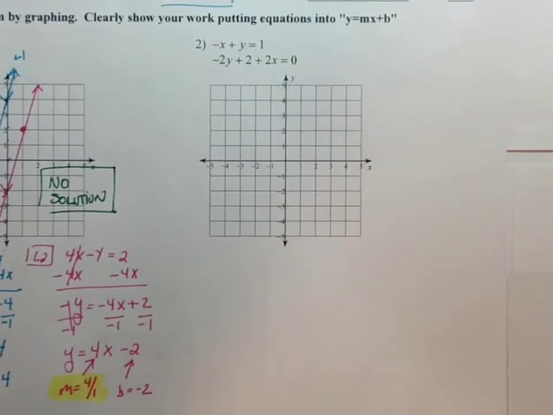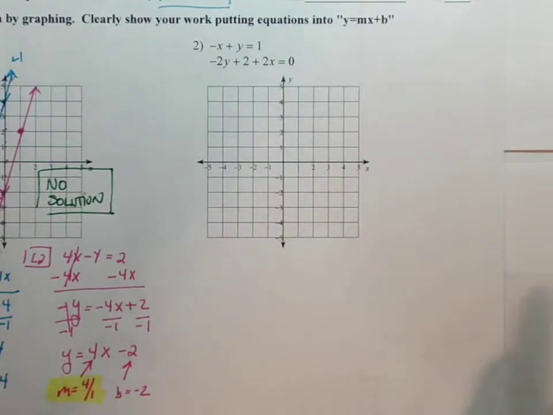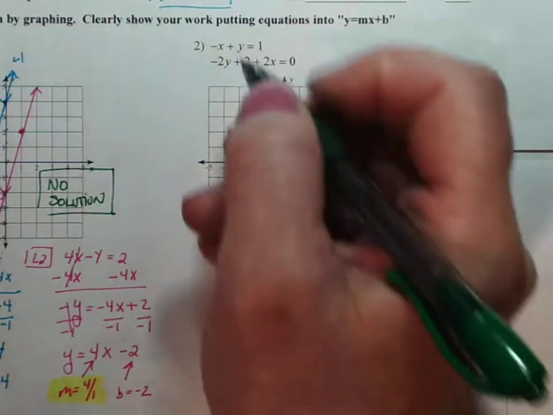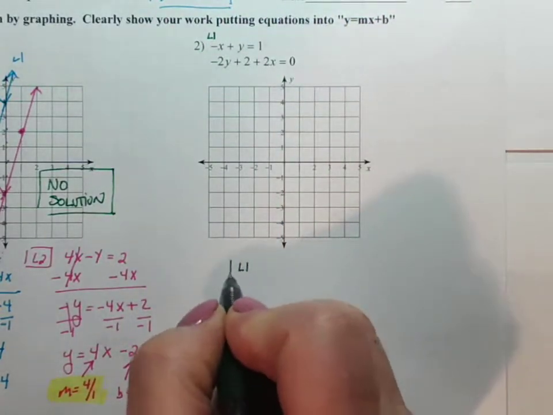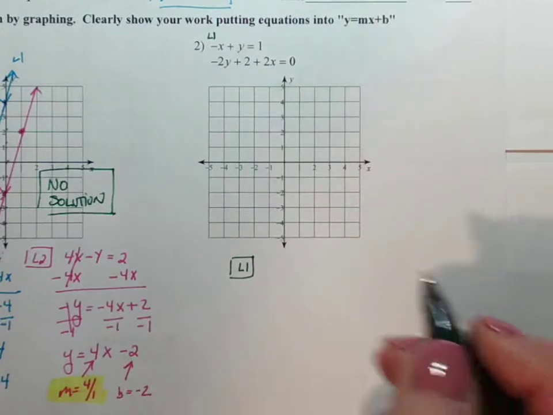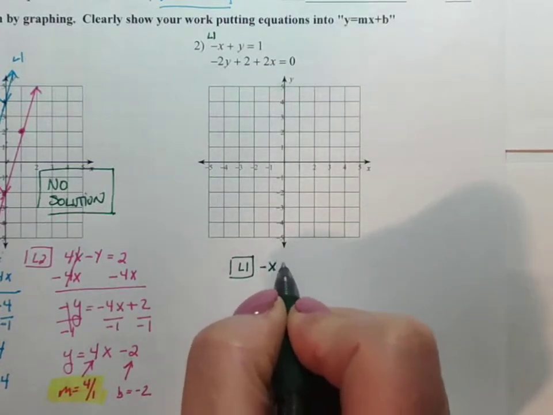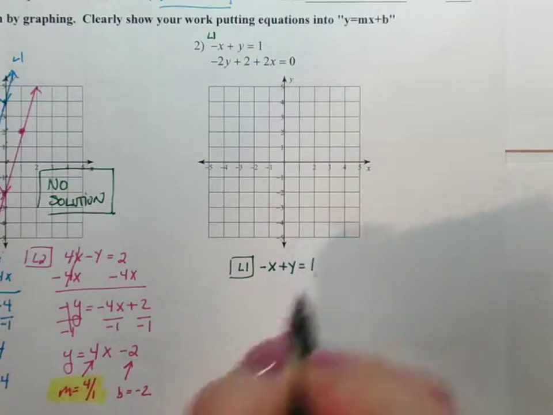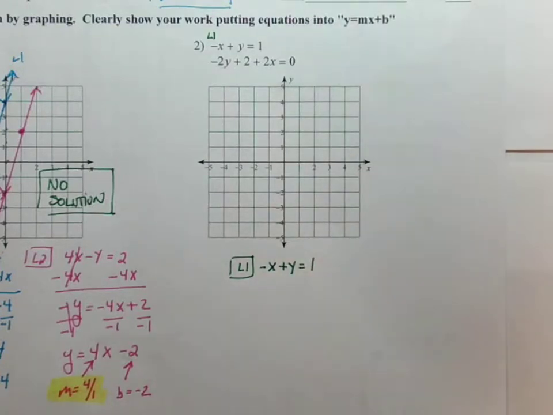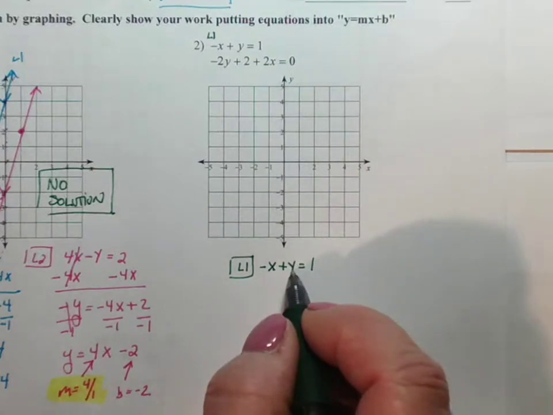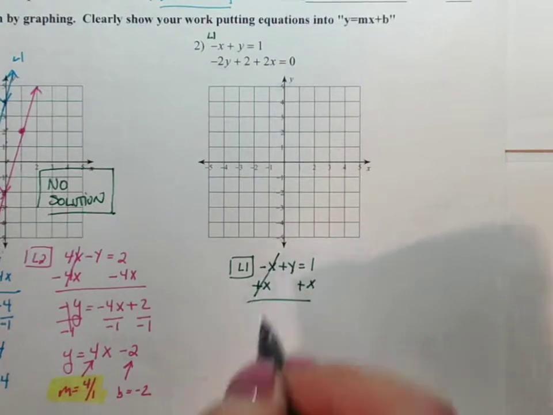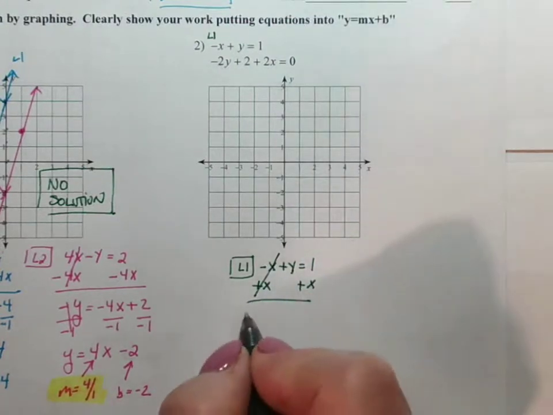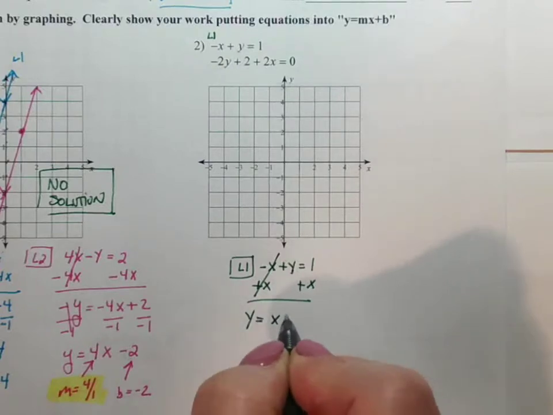Now we're going to go do problem number 2. Again, we're going to put our lines in y equals mx plus b. So our first one is -x plus y equals 1. This is really an easy one. Think to yourself, what do I do to isolate y? I add x to both sides, and I get y equals x plus 1.